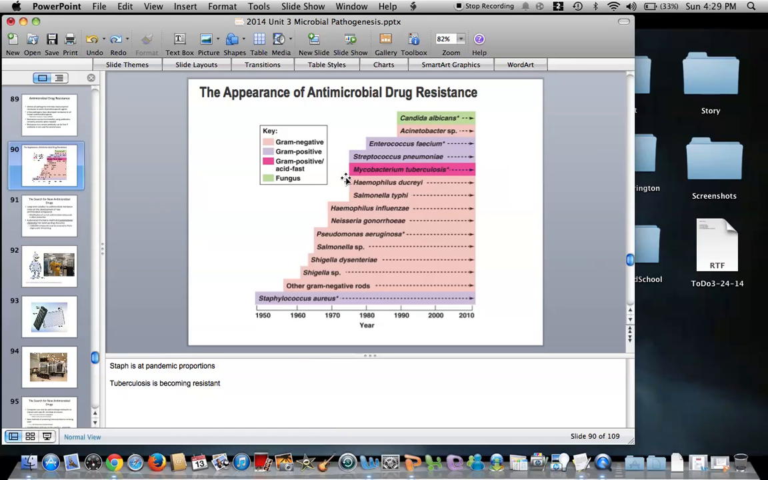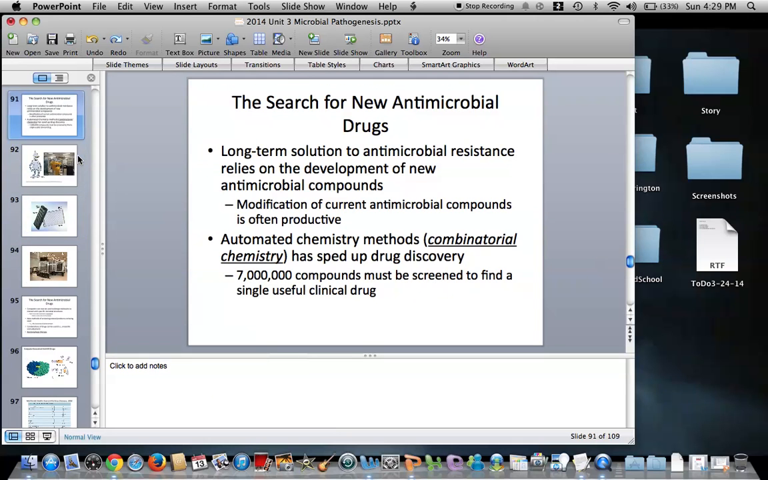Alright, not really important here, just know that Staph aureus has really cornered the market on drug resistance, but look at all of these species. They search for new drugs, and so this is the focus of a lot of current work.